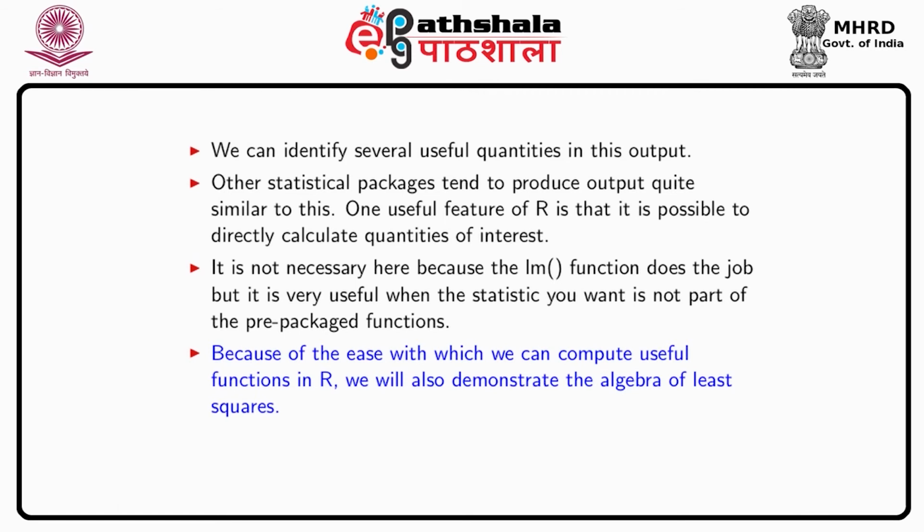Now, because of the ease with which we can compute useful functions in R, we will also demonstrate the algebra of least square. According to the algebra of least square, given the linear model form of y equals X beta plus error, the least square estimate of the parameters is given by beta hat equals (X prime X) whole inverse X prime y, where beta hat is the vector of all the estimates of the coefficients which are involved in a multiple regression model. X happens to be the design matrix, a collection of columns where each column is the values of the different variables taken as the independent variables in the model.